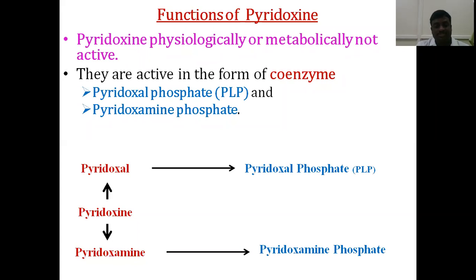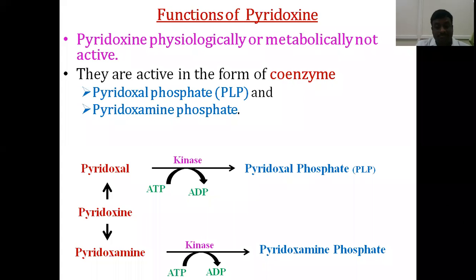How does phosphorylation take place? It takes phosphate groups from ATP molecules in the presence of the enzyme kinase. This reaction mainly depends on another mineral, that is zinc. So this is about pyridoxine activation: pyridoxine converted to a coenzyme.